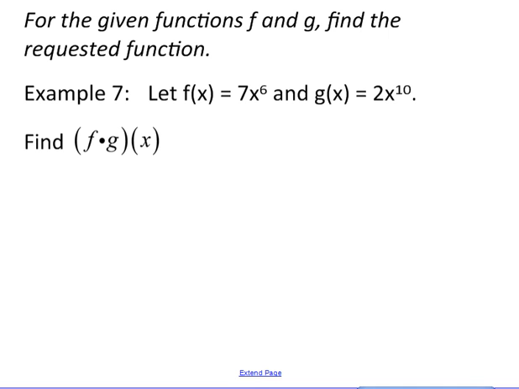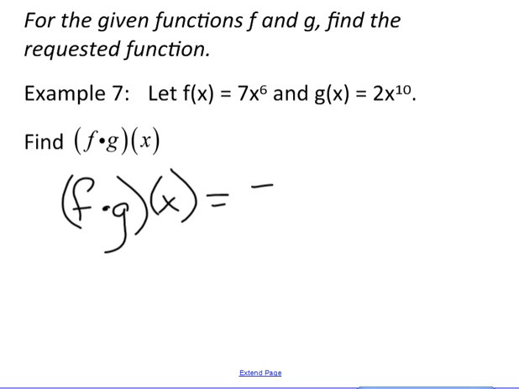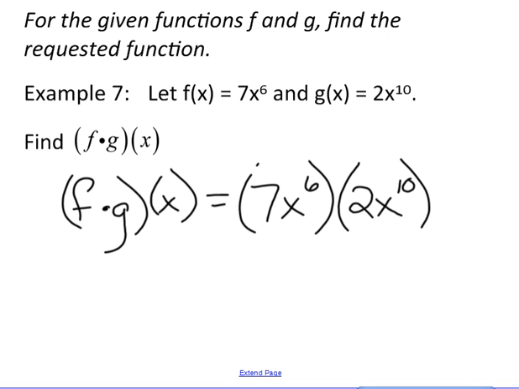Example 7, we have f times g of x. So f times g. So we need our 7x to the 6th, parentheses, 2x to the 10th. When we're multiplying, notice again there's no plus in here, so I don't have to worry about distributing. What I do need to do is multiply the constants together. 7 times 2 is 14. I also have to multiply the x's.